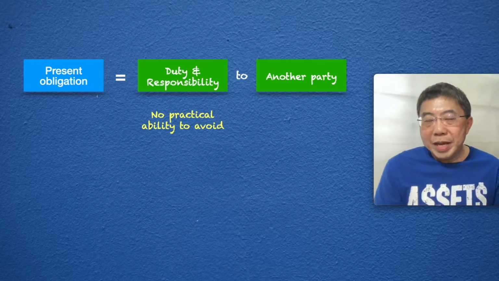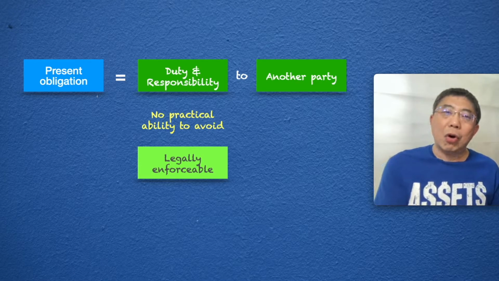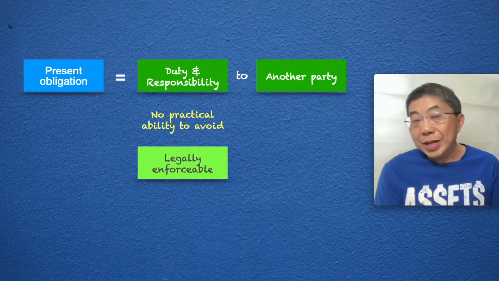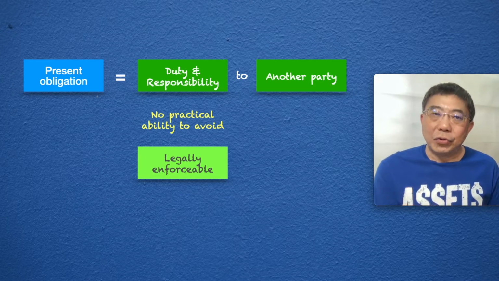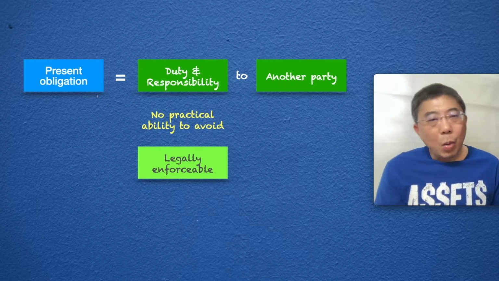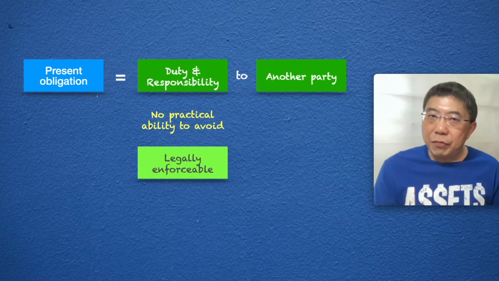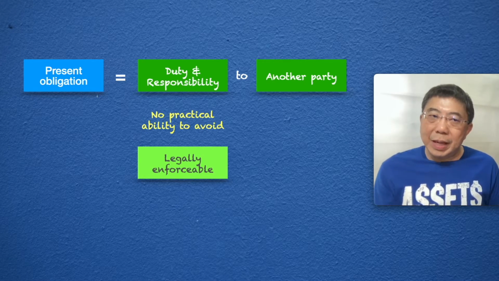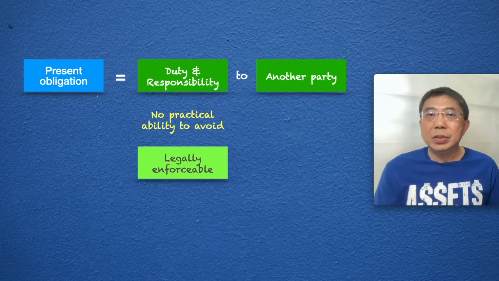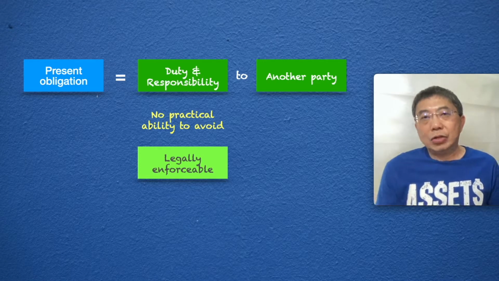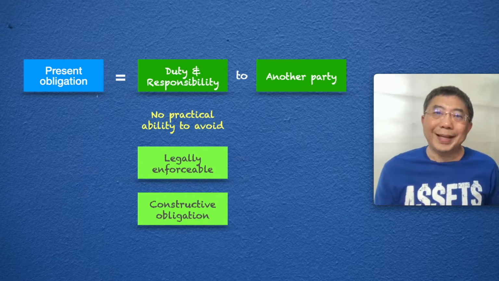So therefore, in most cases, a present obligation would arise because of a contract or an agreement or even a regulation that is legally enforceable on the business. However, not all present obligations are due to a legally enforceable situation. Sometimes, depending on what the business has done or the actions of the business, a present obligation may also arise. We call this a constructive obligation.